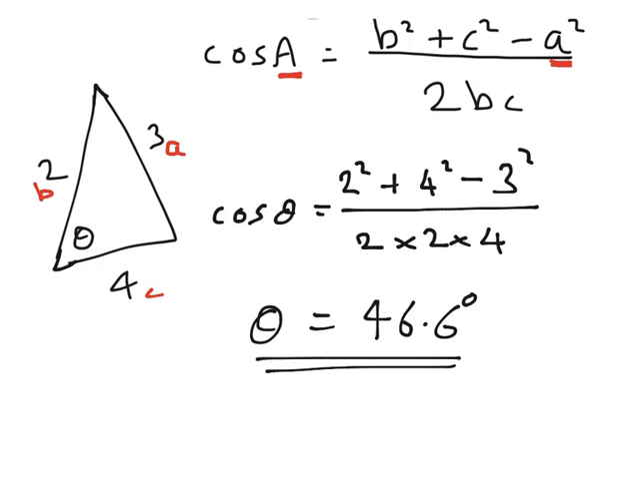The actual calculations for the cosine rule are nice and easy, but you must make sure you get the names of the sides and the names of the angles matching correctly, otherwise it will all fall apart. And that's the cosine rule.